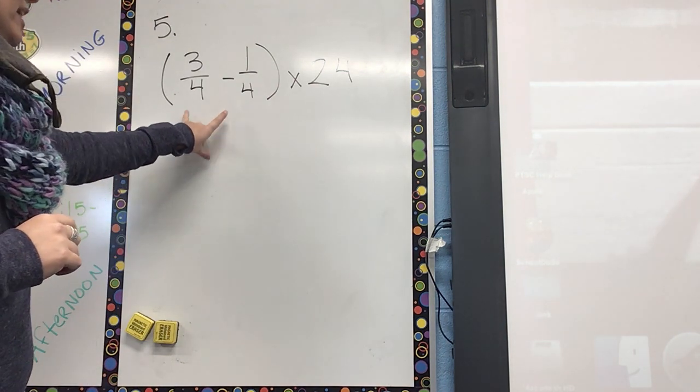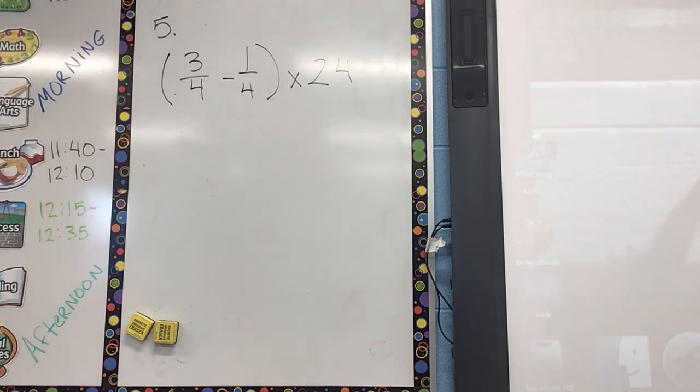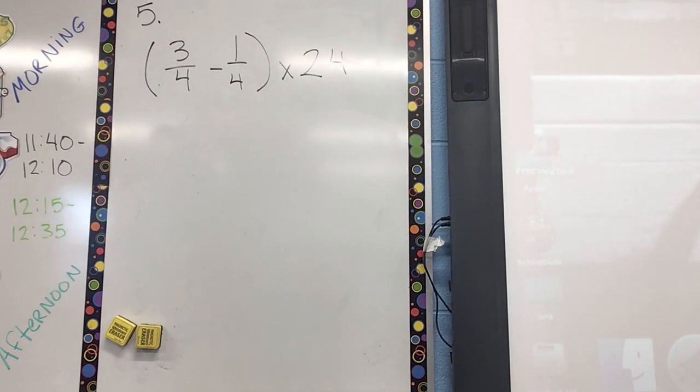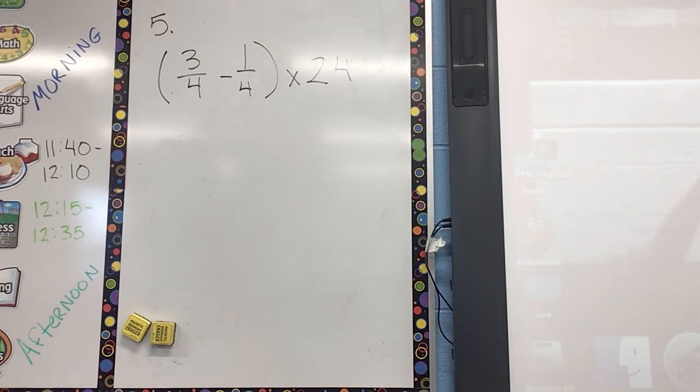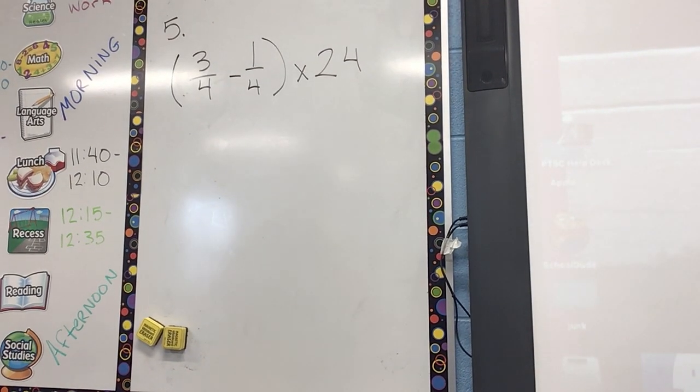Ladies and gentlemen, write this problem down, and I want you to go ahead and do our first step. In parentheses, because P, please excuse my dear Aunt Sally, parentheses go first. Got a glare here. So I want you to go ahead and subtract our fractions.